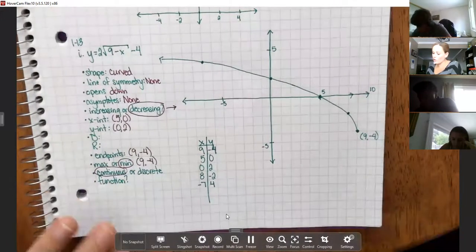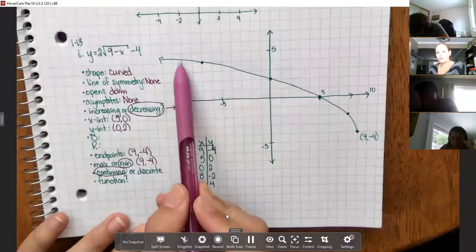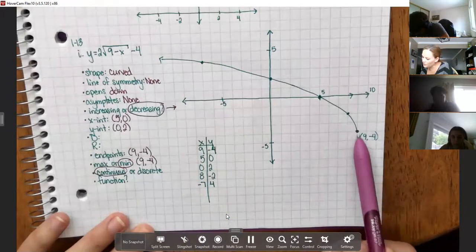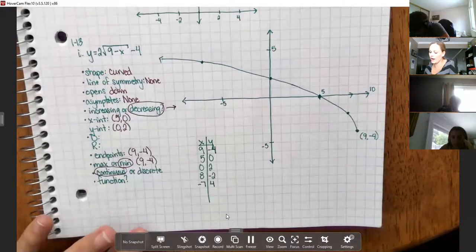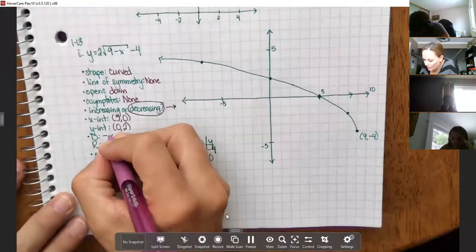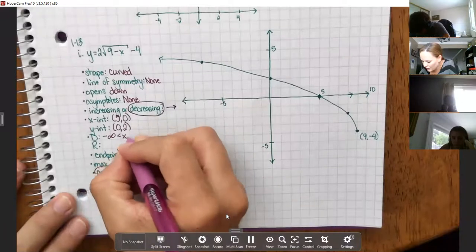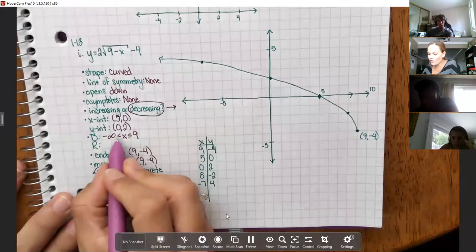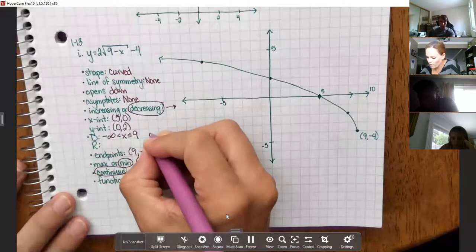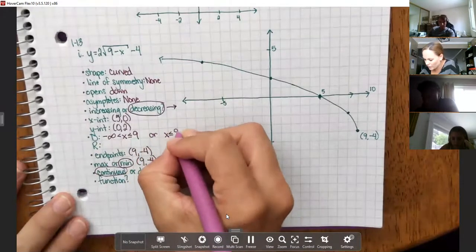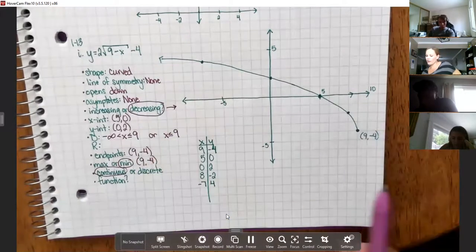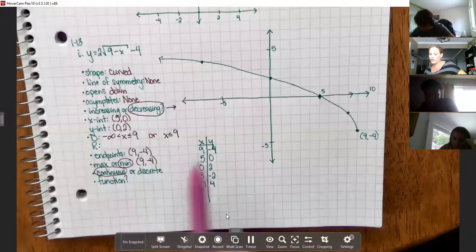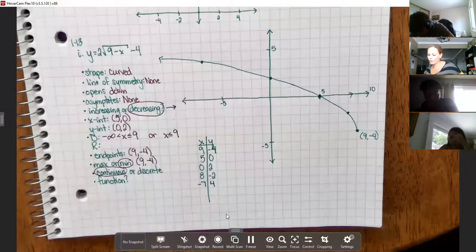And then domain and range. So domain is all the x values. It goes to the left forever, and then it stops here at 9. So you have two ways to write this. You could write this as -infinity is less than x is less than or equal to 9. Or you don't even have to write the -infinity part. You could just write x is less than or equal to 9 because it's everything from 9 to the left of 9. These mean the exact same thing.